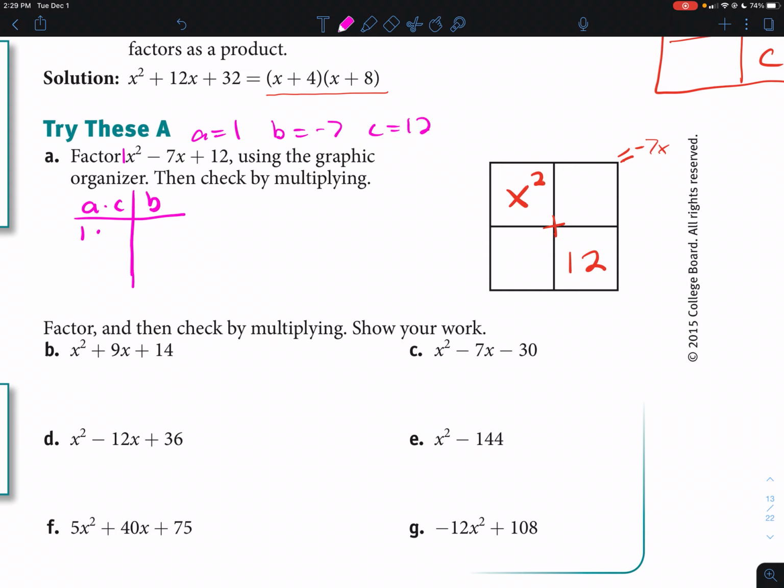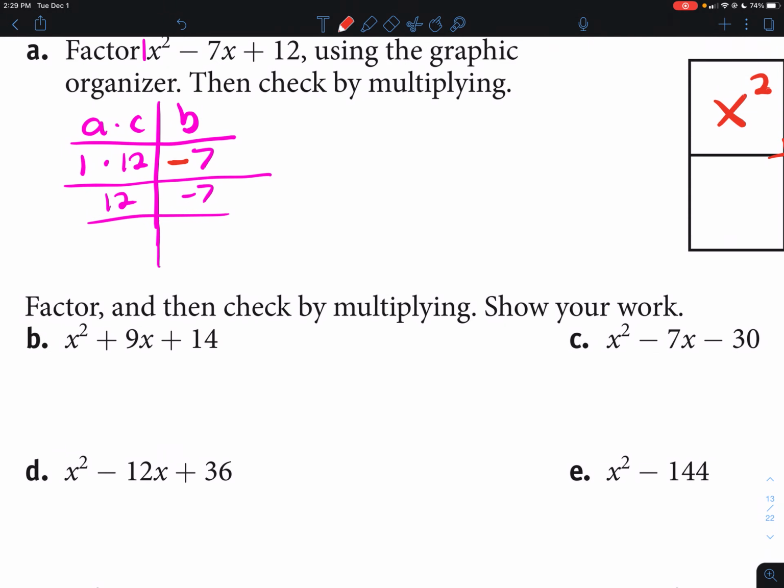So A times C should find some factors that add up to our B. So 12 and -7. This is a little tricky because it's a -7, so that means we're going to have to play around with signs a little bit. In order to multiply and get a positive number, both of our numbers should be negative. So I could do -1 and -12. I could do -2 and -6. I could do -3 and -4.